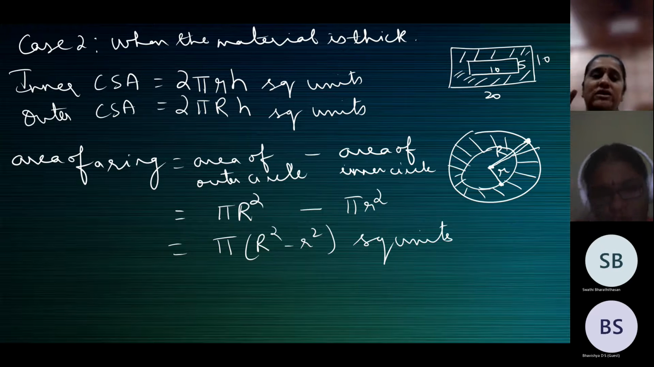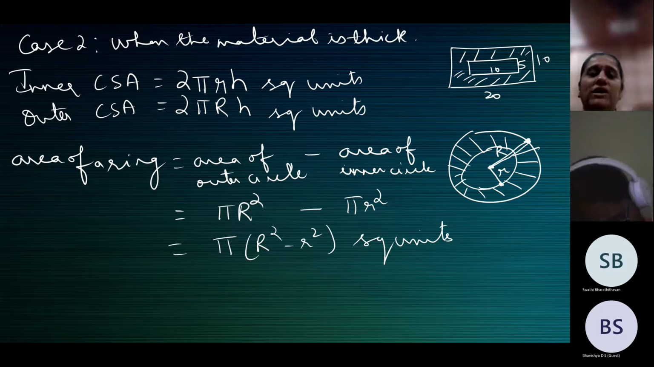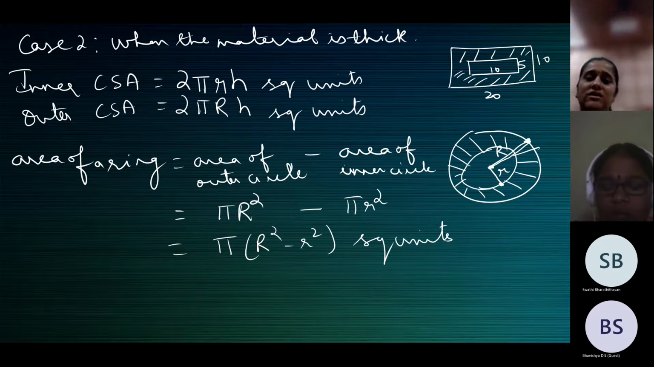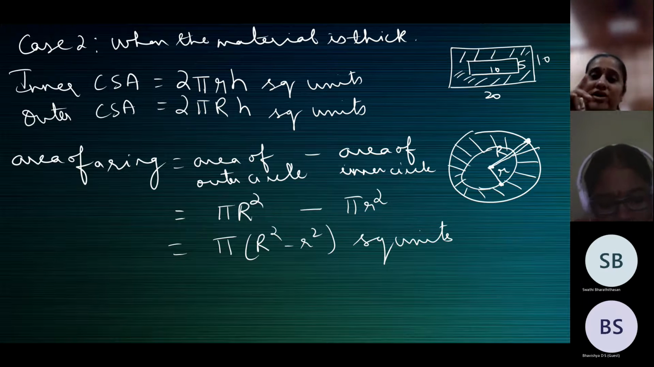Outer circle: area of a circle we know is pi r square. The formula to find the area of a circle is pi r square. Outer circle, pi capital R square. Inner circle, pi small r square. Pi capital R square minus pi small r square is the area of the ring. You can take pi common, and in the bracket you have R square minus r square, in square units, because it is area. So this is the area of one ring.